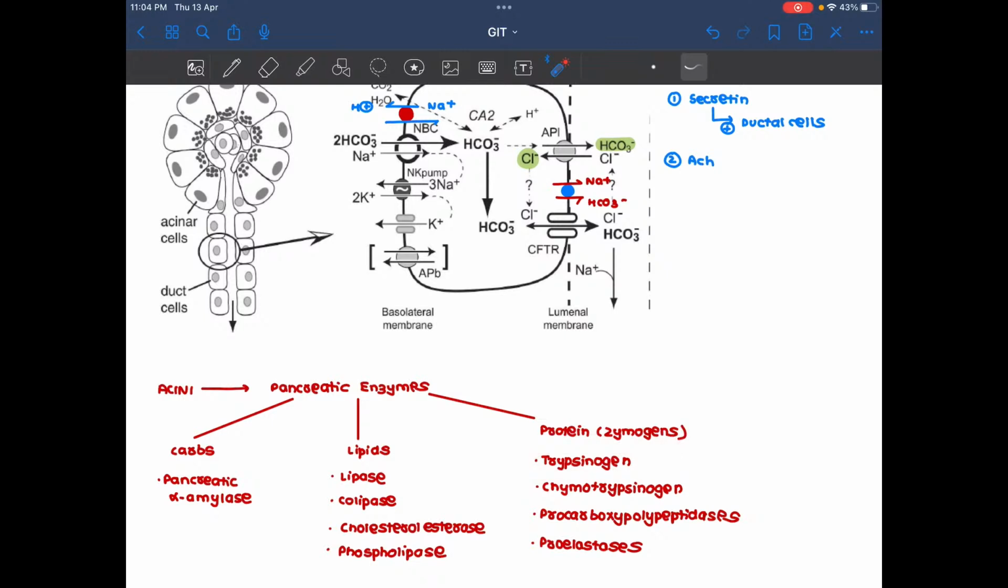it empties into the ampulla of Vater at the second portion of the duodenum, the major duodenal papilla. So whenever it enters into the intestine itself, there is something known as enterokinase which is present, and that can stimulate the activation of your trypsinogen into trypsin. Once trypsin gets activated, it's going to activate other proenzymes automatically.